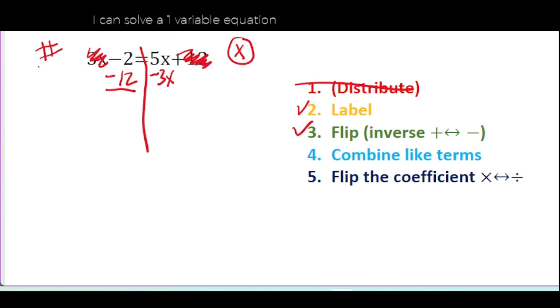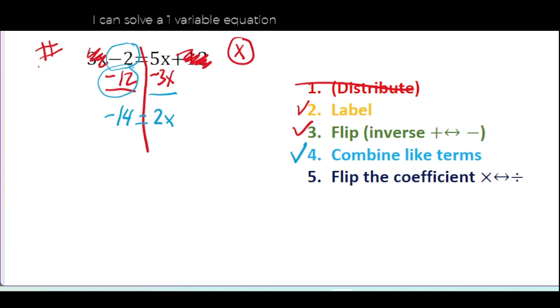Okay, so now we're on the combining like terms step. So now notice, remember, sign stays with the numbers. This is still a negative 2 minus 12, so that'll give me negative 14. 5x minus 3x will give me 2x. And so my like terms are combined.